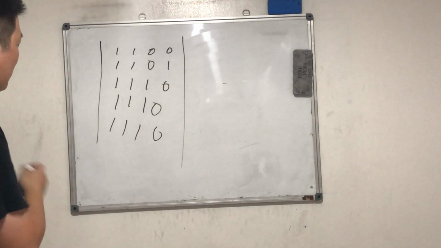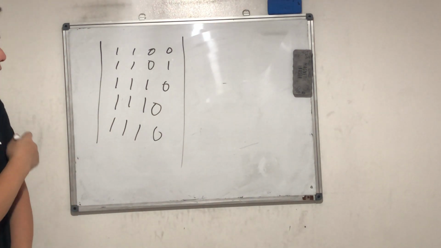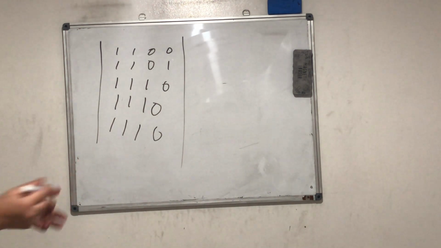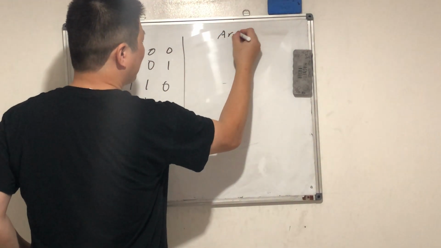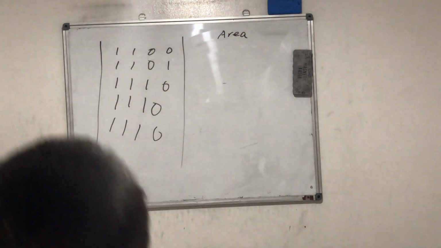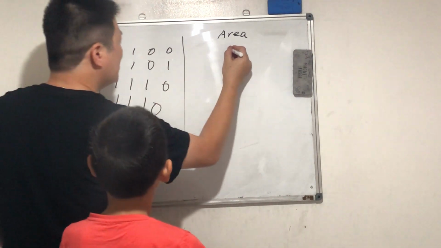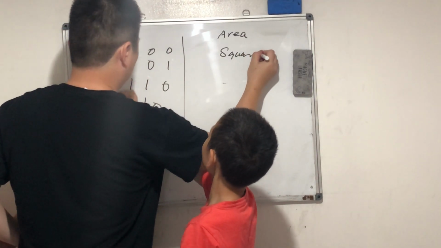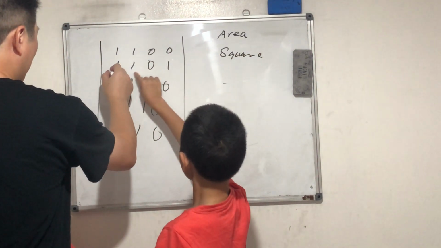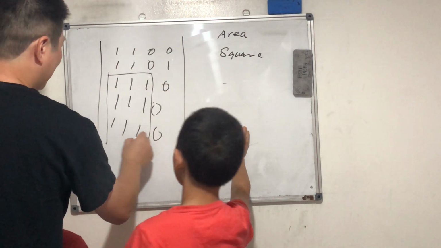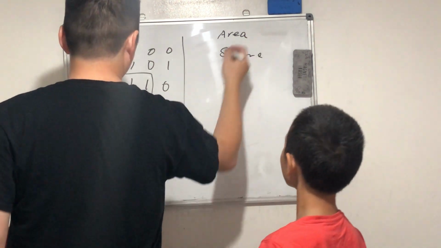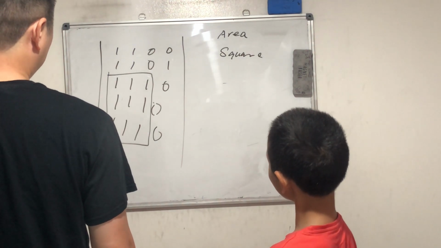So this is the 4 times 5, 5 times 4 matrix. So can you find the largest area? What's the largest area of a square matrix? You know, it has to be square. Yeah, square. So that's 9, right? But it could also be 16. No? Why is it 16?